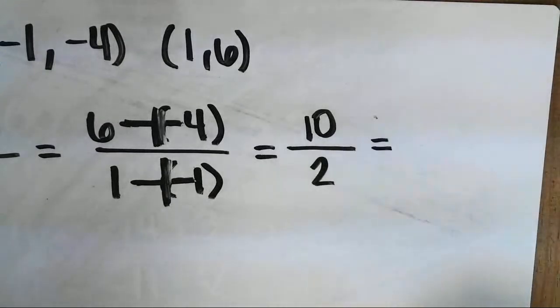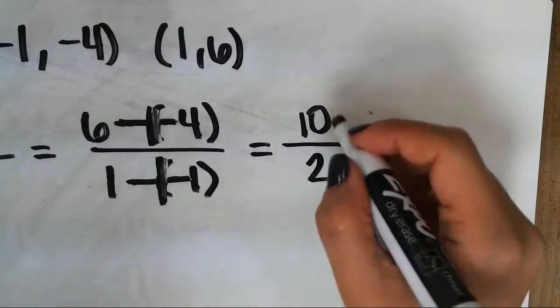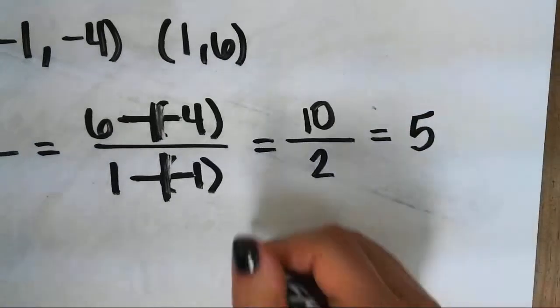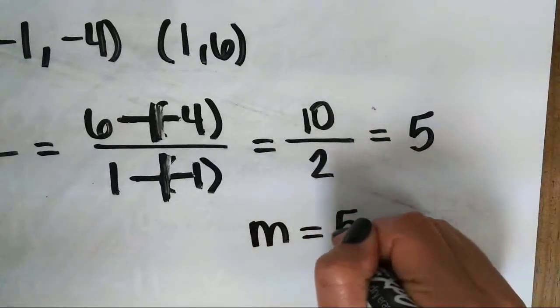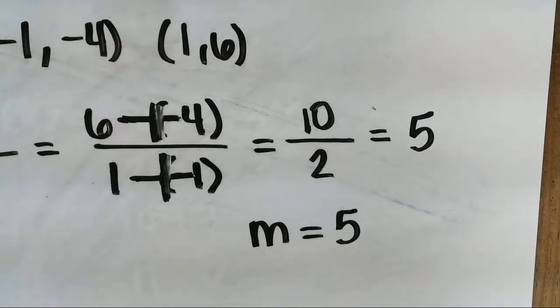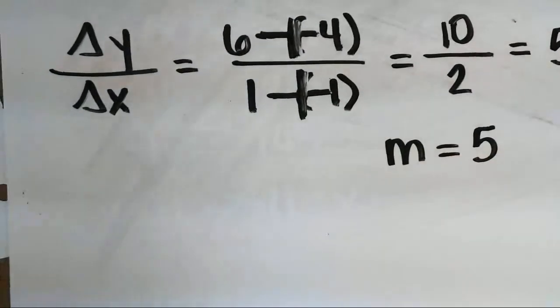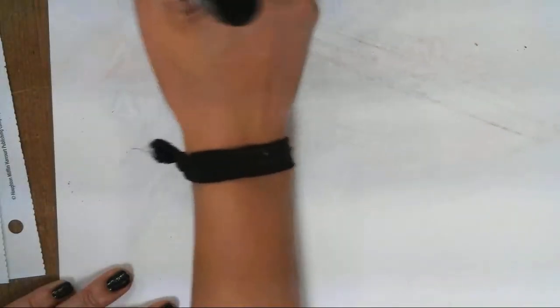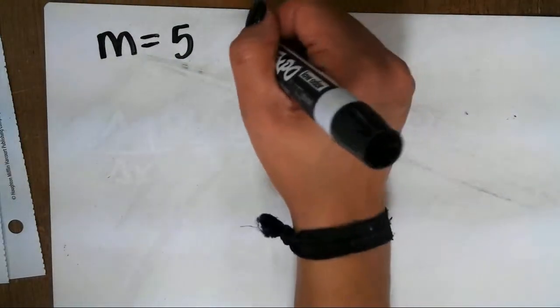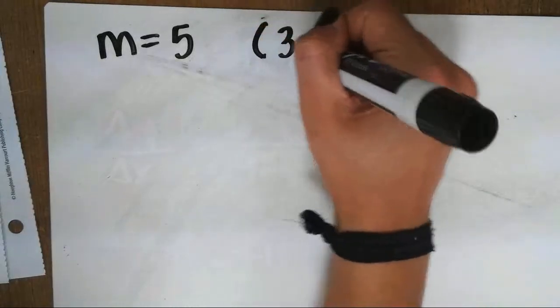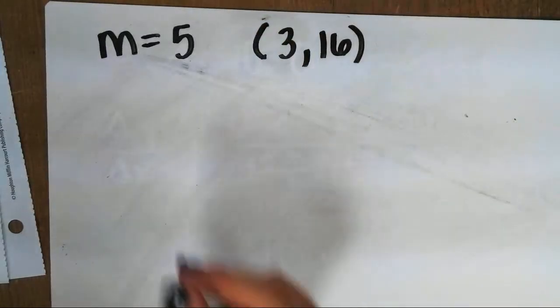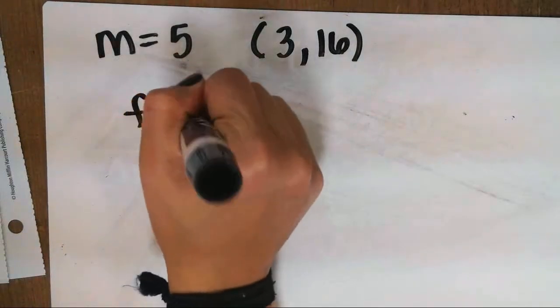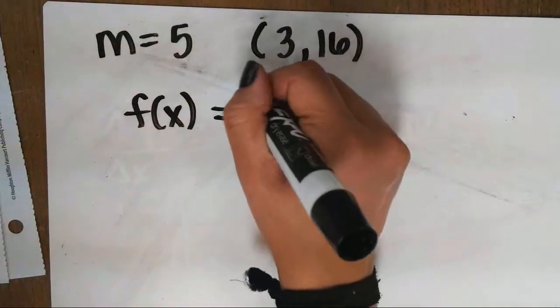Always, always, always simplify your fraction. So 10 divided by 2 gives me 5. So I know that I have a slope of 5. Now I'm going to use my y equals mx plus b, and I'm going to now solve for b. So I know that my slope was 5, and I'm going to choose the last point on that table that they gave us of 3, 16, and we're now going to substitute that into the equation.